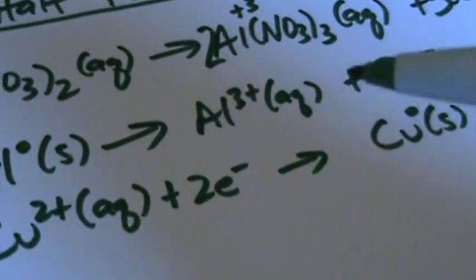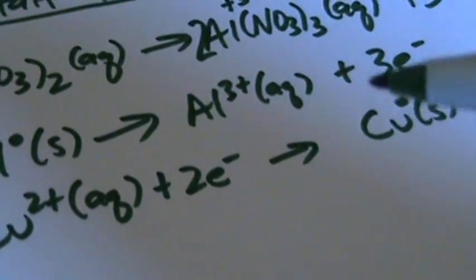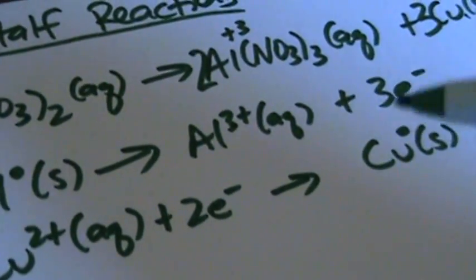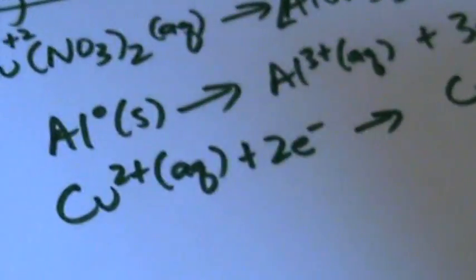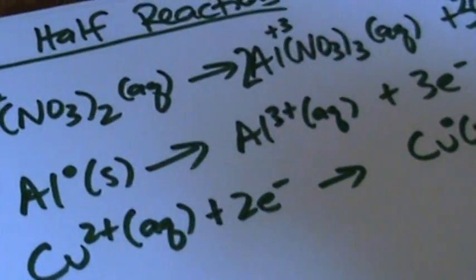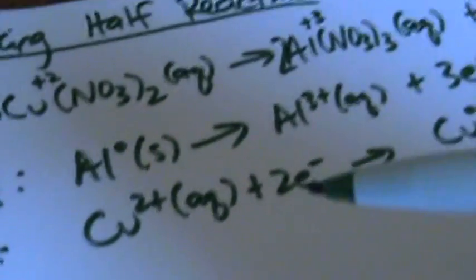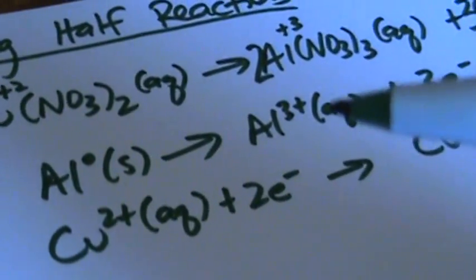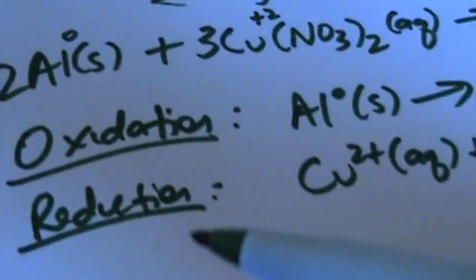We need to scale the top reaction and the bottom reaction by a certain amount so that the electrons cancel out. Because remember, if some substance gains electrons, another substance must give those electrons the same amount. So if one substance gained 5 electrons, some other substance must give 5 electrons. Can't be less, can't be more. It's got to have the same amount. So we have to scale these 2 reactions up so that the number of electrons being given by oxidation is equal to the number of electrons gained by reduction.